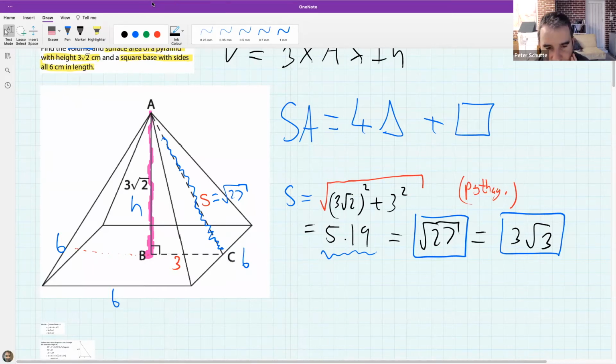So it's definitely the case that surface area is a bit trickier than volume. It takes a bit more planning, but the good news is once you've got your plan, you can kind of reuse it.